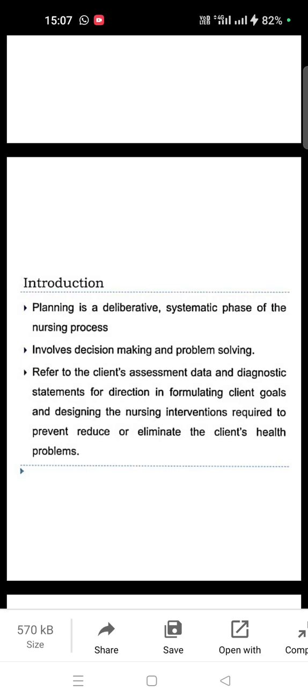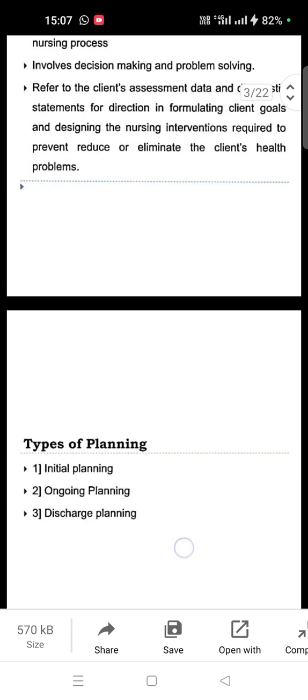Refer to the clinical assessment and diagnosed statements for direction in formulating goals and designing the nursing intervention. It is required to prevent, reduce, or eliminate the health problem. Types of planning: when the patient comes, that is initial planning. If the patient was admitted at 12 o'clock, then at 5 o'clock that is ongoing planning. Next, at 10 o'clock discharge, that is discharge planning.